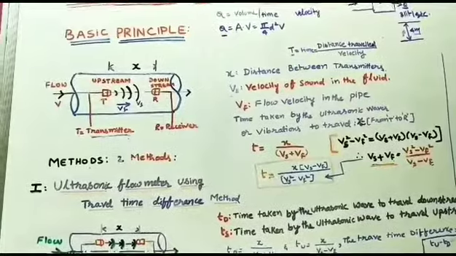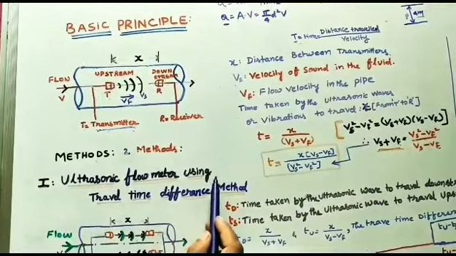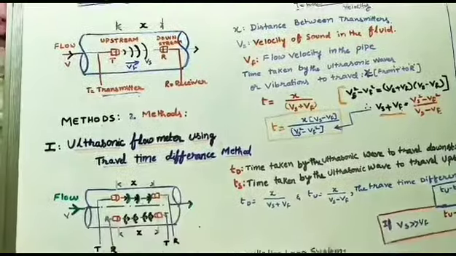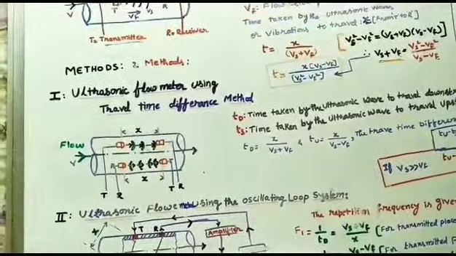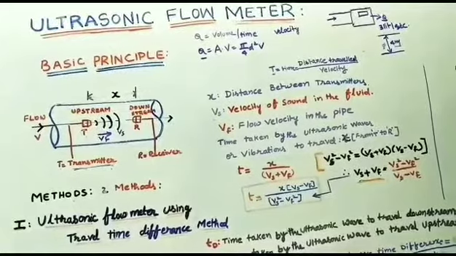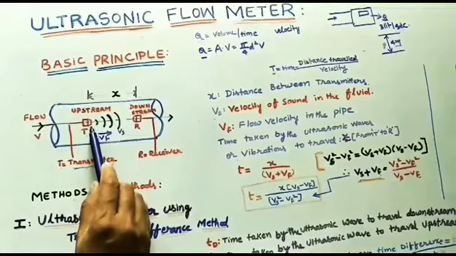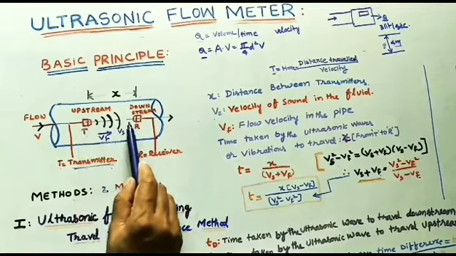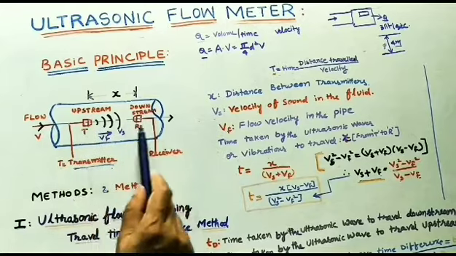So by using the same basic principle, we have two more methods. One is the ultrasonic flow meter using the travel time difference method, and the next one is the ultrasonic flow meter using the oscillating loop system. I will explain one by one. These two use the same basic principle. So what is the basic principle? The time travel of the wave from transmitter T to receiver R will measure the rate of flow of the flowing liquid.